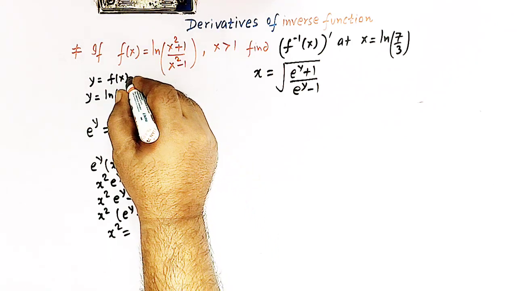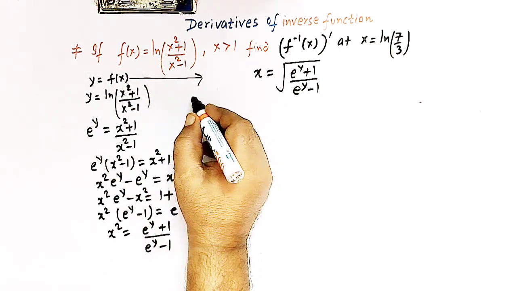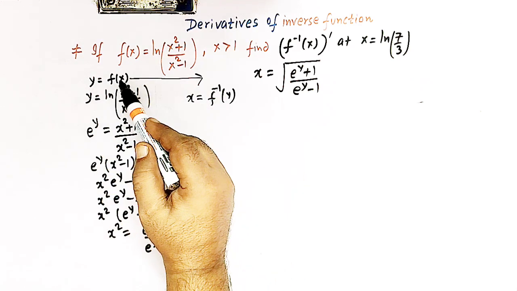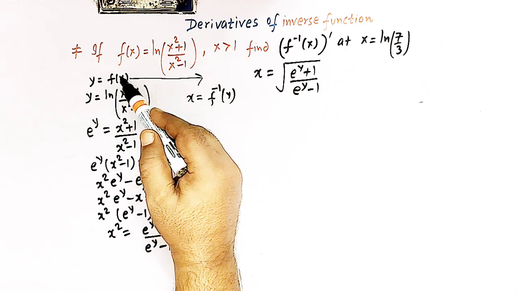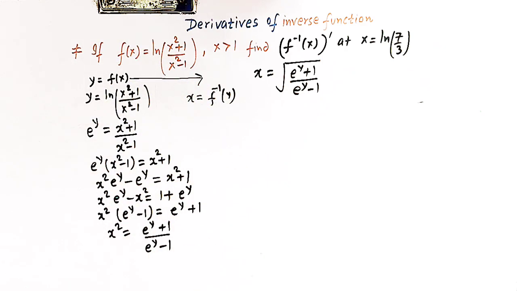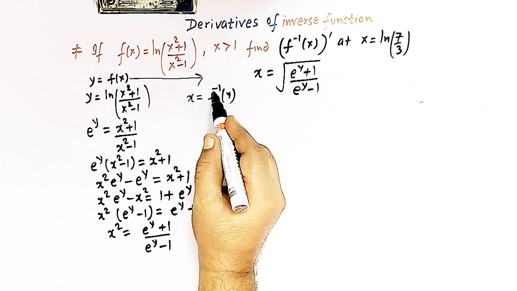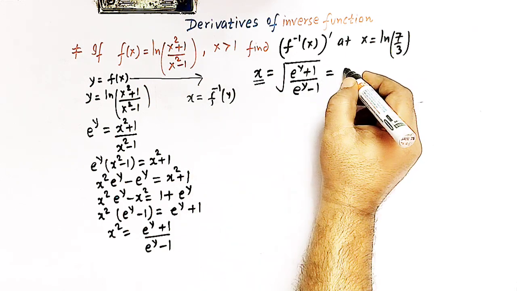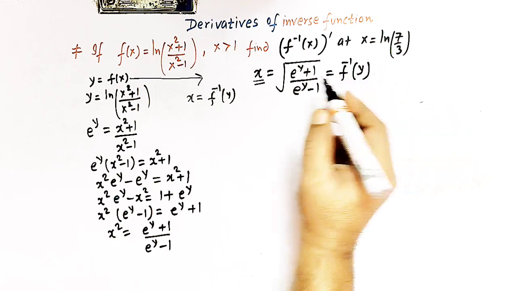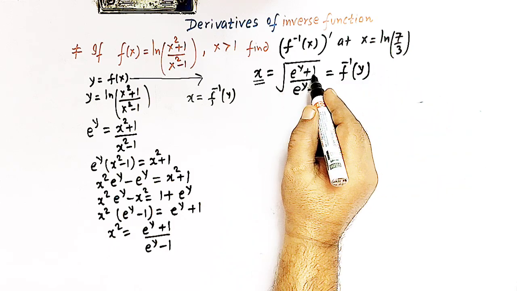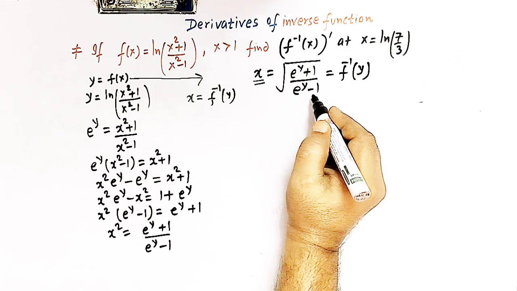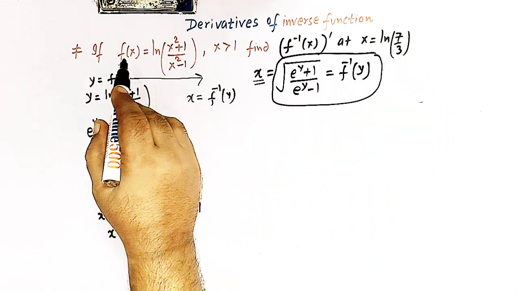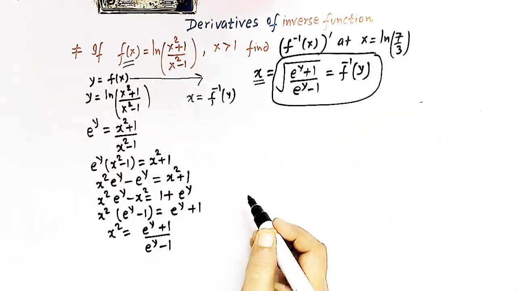So now from this equation, we can write x is equal to f inverse of y, right? Now see, this x belongs to the domain, and this y belongs to the range. So we can write x is equal to f inverse of y. So here if we take f inverse of y, we have f inverse of y is equal to square root of (e raised to y plus 1) divided by (e raised to y minus 1). So this is the expression for the inverse of this function f of x, right?